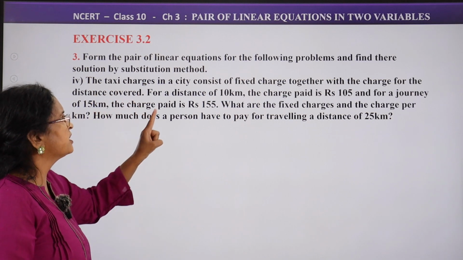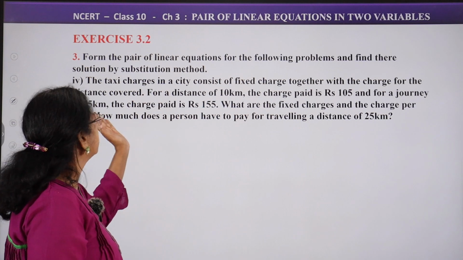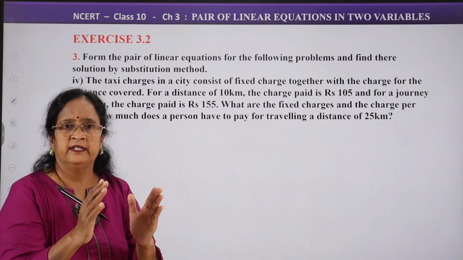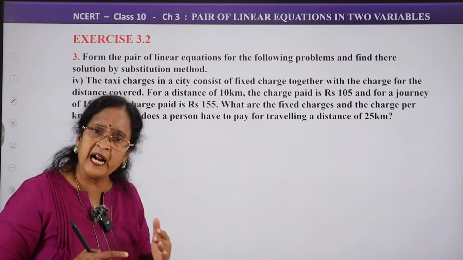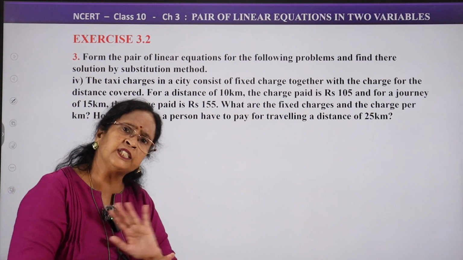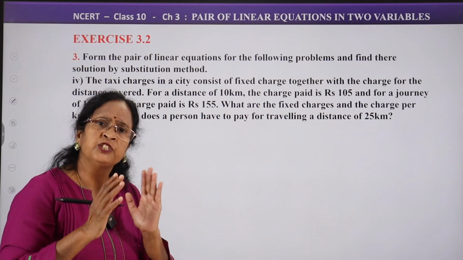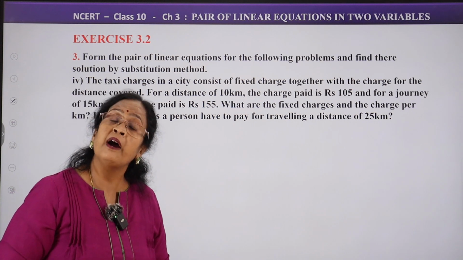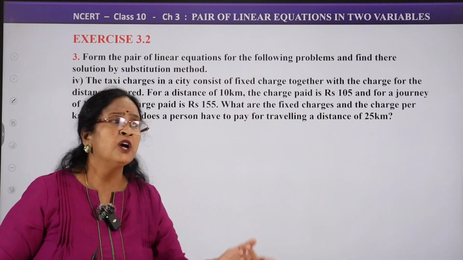The taxi charges in a city consist of fixed charge together with the charge for the distance covered. That means what? Consists of fixed charge together, that is along with, plus, with the charge for the distance covered. That means for some distance the charge is fixed. Maybe for 2 kilometers, 2.5 kilometers, the charge is fixed. Okay, you go below that, you go for 1 kilometer or half kilometer, you have to pay that fixed charge. Alright, but if you travel beyond that fixed charge, you have to pay extra according to per kilometer. That is, you have to pay extra charges kilometer wise.